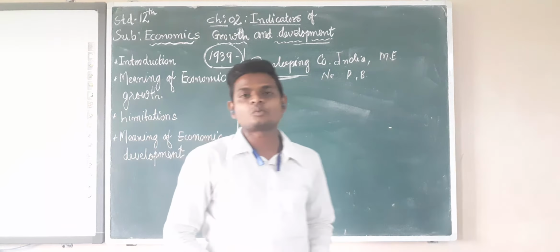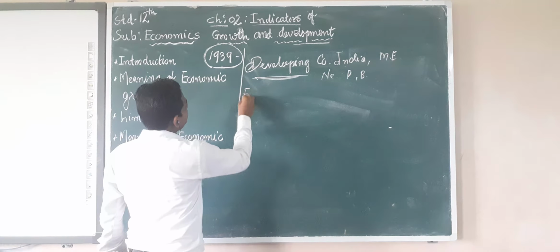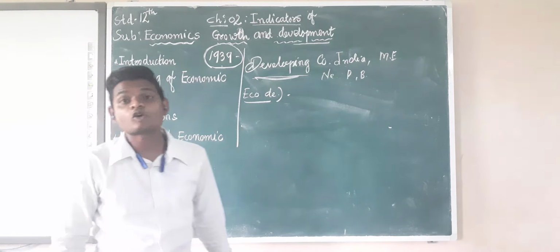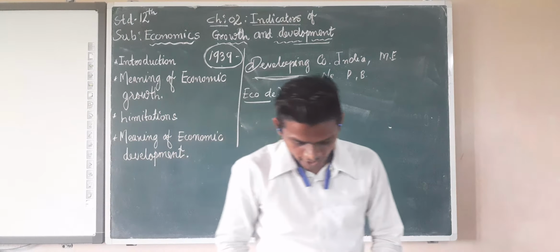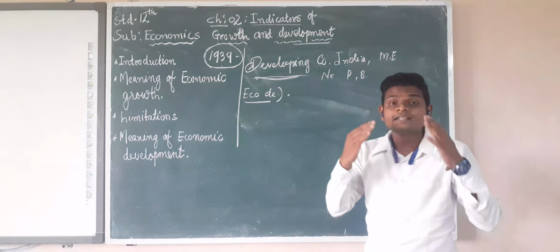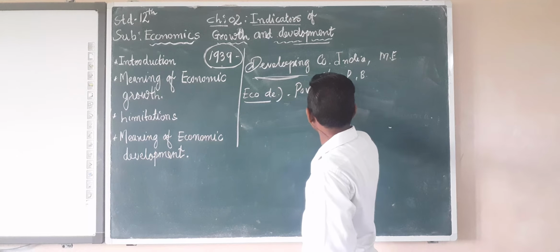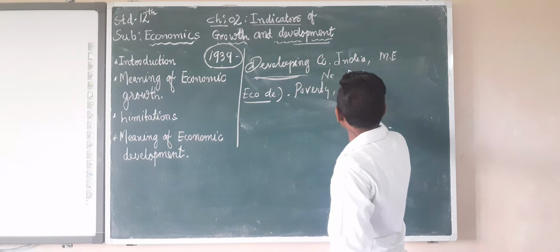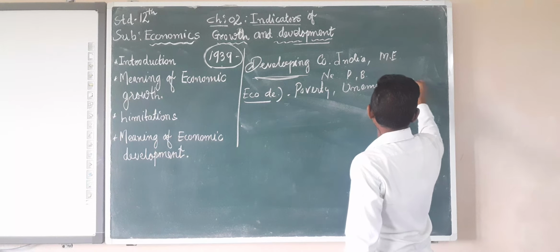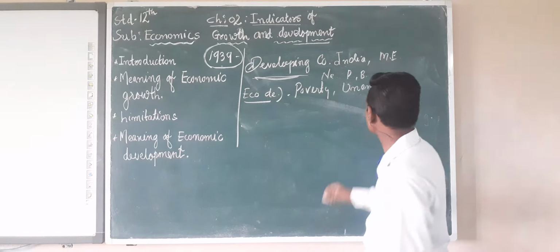So after the Second World War, they wanted to do economic development. So they wanted to provide for the basic problems that they were facing, like poverty, unemployment, hunger, deaths, inequality.